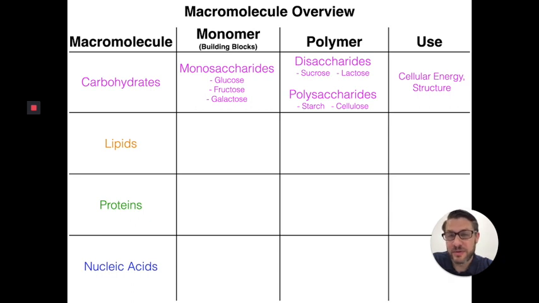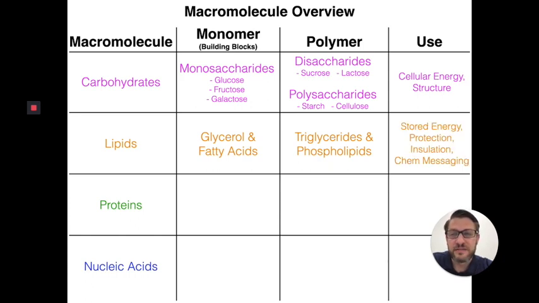Next, let's look at the lipids. The monomers, the building blocks of lipids, are glycerols and fatty acids. When you put those together, you get the polymers, namely the triglyceride. But also, if you throw in a phosphate group, you could get a phospholipid. Inside the cell, lipids have many different uses, one being for storing energy, because lipids don't break down very easily, so you can store energy for a long period of time in the form of fat tissue. Then you have protection, insulation, and even chemical messages in the form of steroids.